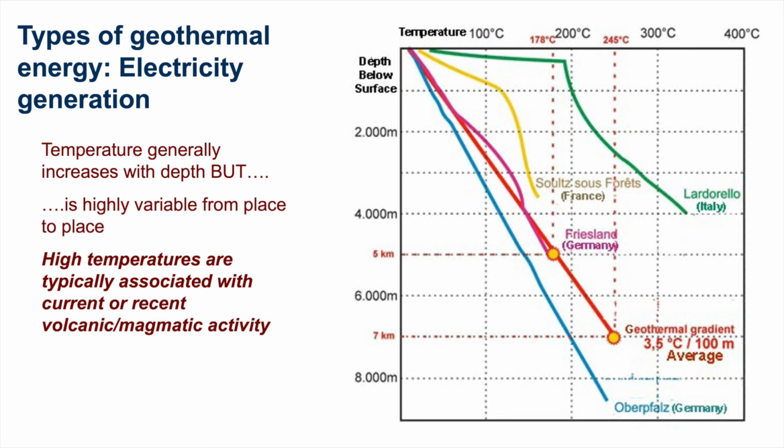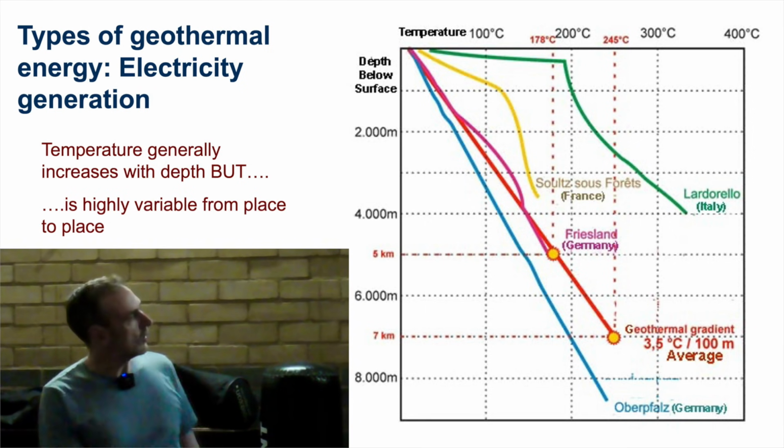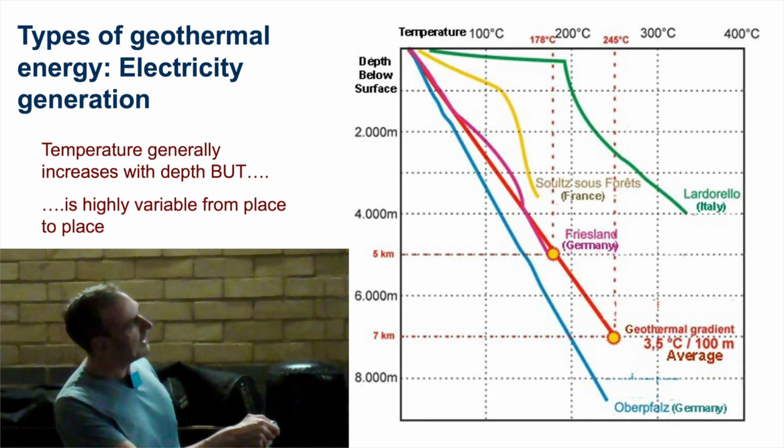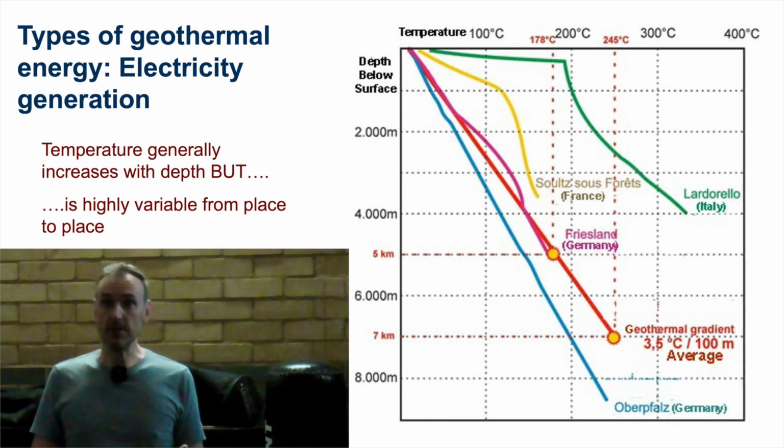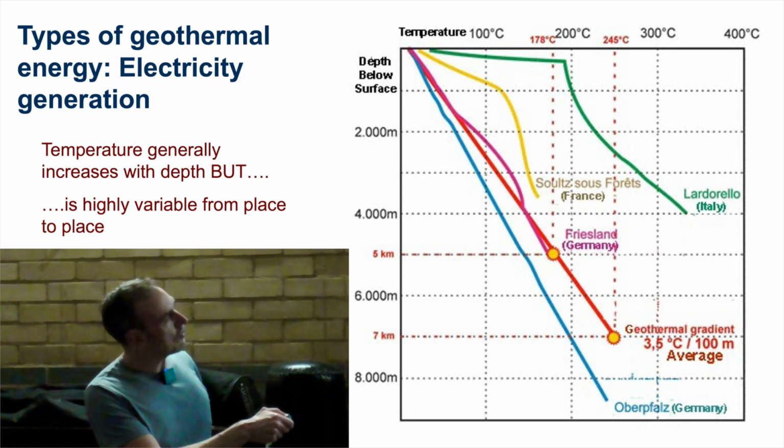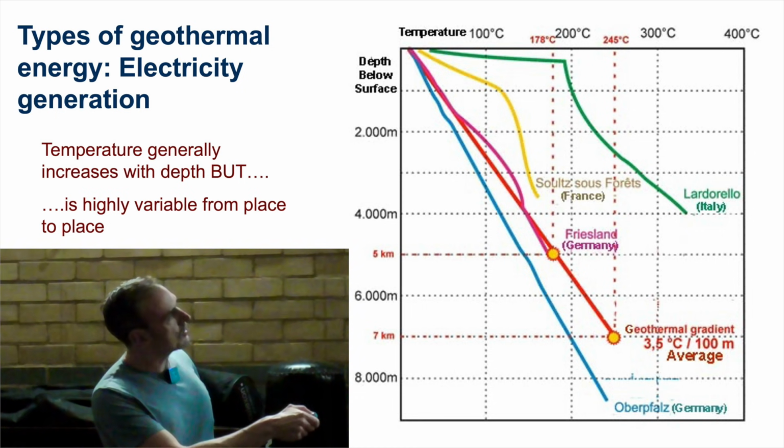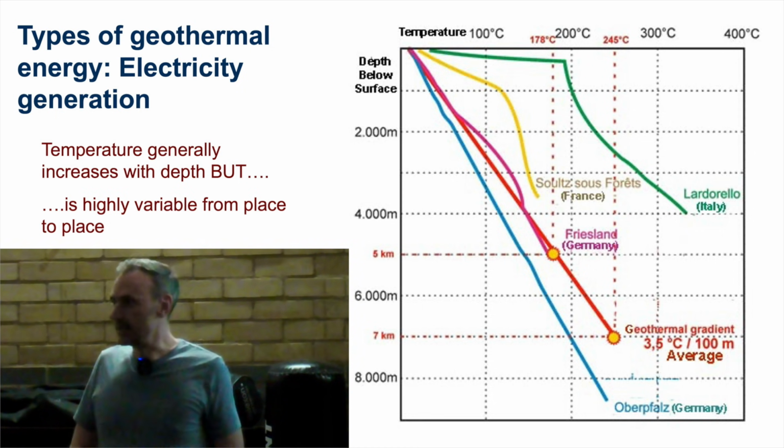So, one of the things that we know about the Earth is that the temperature generally increases with depth. But that increase in temperature varies enormously depending on where you are. So if you're at Larderello, for example, in Italy, which is where we have the world's oldest geothermal plant, the temperature increases really rapidly. This is temperature plotted against depth here. And you can see that at just about a kilometre or so, we're at about 200 degrees C.